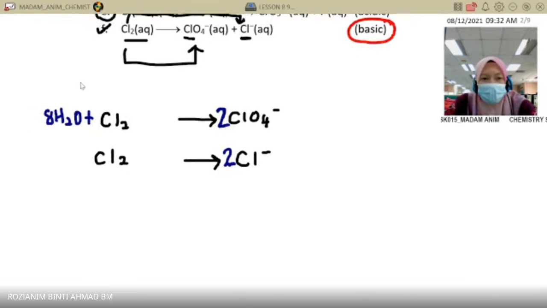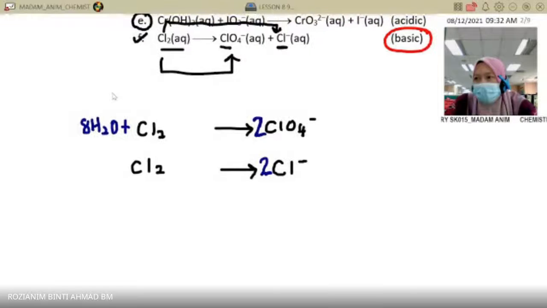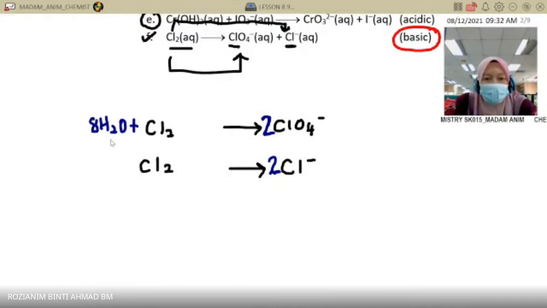Okay. And then after you add 8 H2O, we can trace the addition of the hydrogen atom left hand side. So right hand side here, you terus tambah dengan 16H plus. Kenapa 16H plus? Left hand side consists 16 hydrogen atom. Okay, bila kita check second equation, tak ada O, tak ada H. So jangan kacau. Okay. Next step.